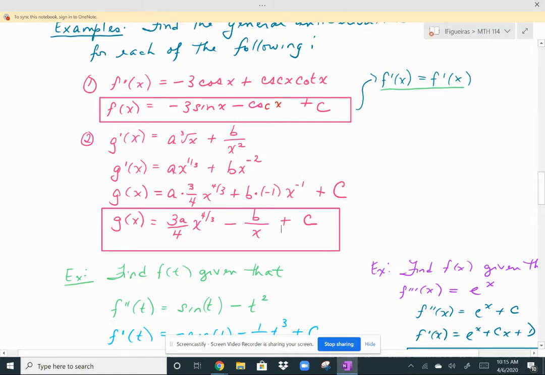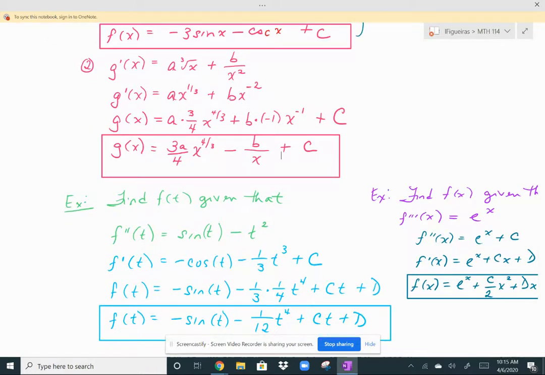Okay, so let's go on to the third, a different example where we're given different information. So here, you're asked to find f of t, given that f double prime of t is sine of t minus t squared. Since you're given the second derivative and you need to find the original function, that means I have to find the antiderivative twice. Okay, so first we start by finding f prime. We find f prime by taking the antiderivative of f double prime. So the antiderivative of sine of t is negative cosine of t.